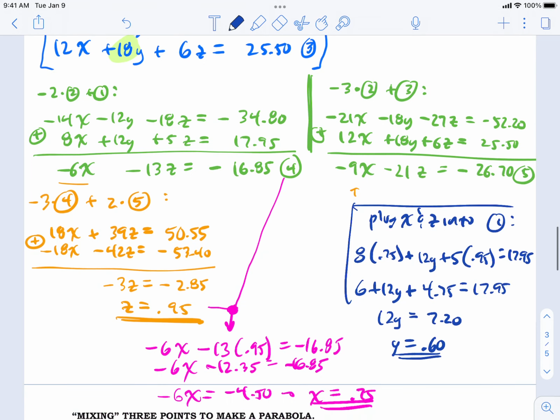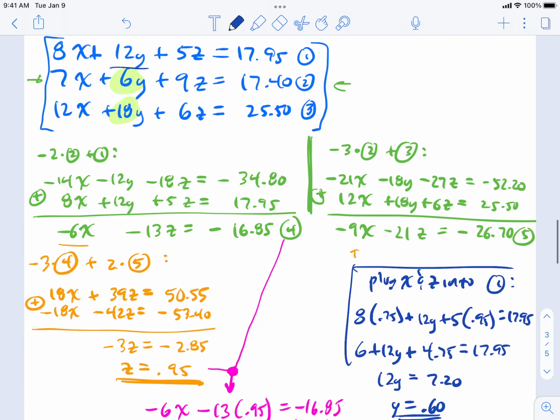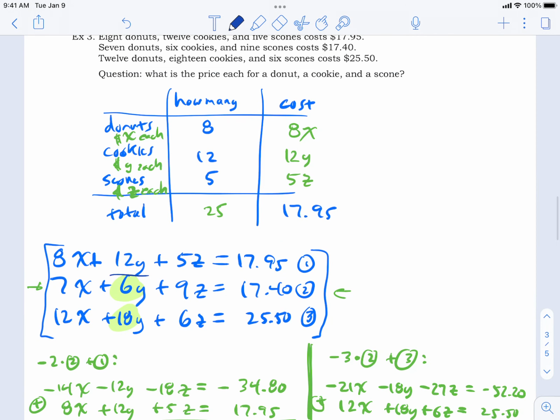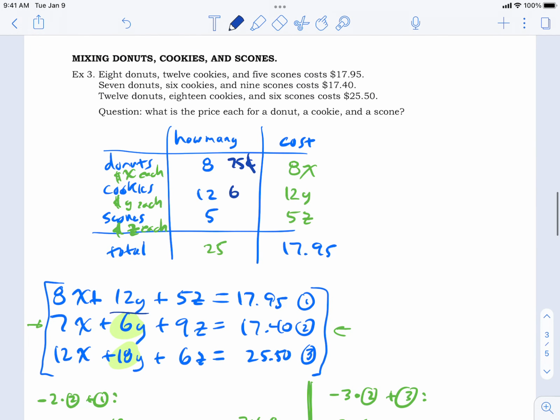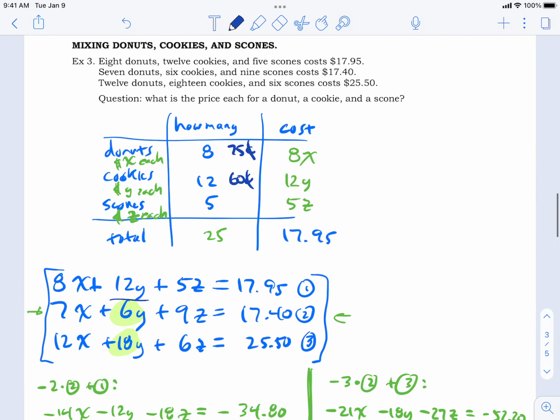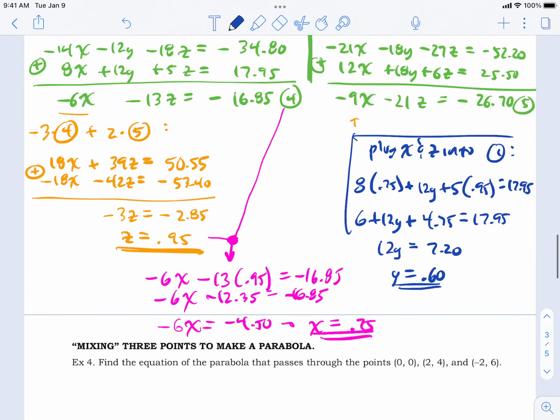So now we've got our three prices. These are in dollars. So the x's are 75 cents. That's the donuts, 75 cents. The y's are the cookies, and those are 60 cents each. And the scones, those were the 95-cent things, right? Yep.